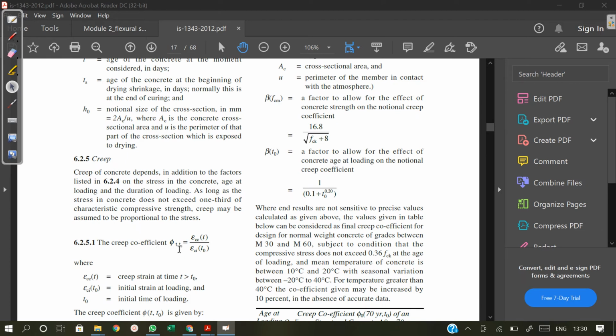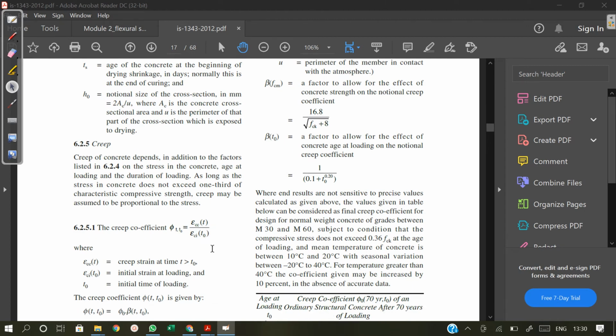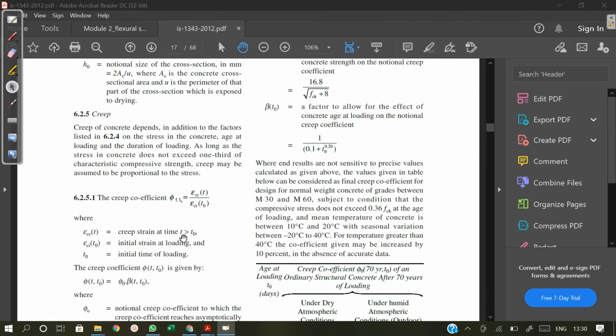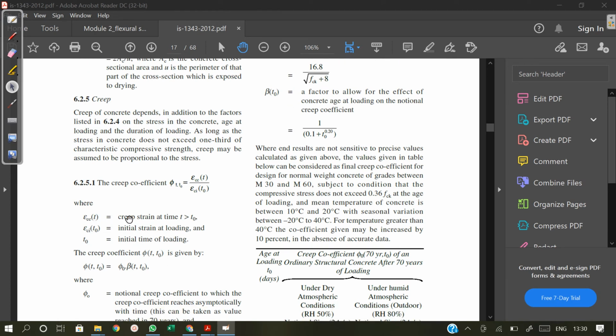that is, the creep coefficient with respect to time, which is epsilon cc t by epsilon ci t naught. This epsilon is the creep strain at time t greater than t0. That t0 is the initial time of loading, and epsilon ci is the initial strain at the loading. At any time t, this is given by epsilon cc t. So the creep coefficient phi t is given by this value.